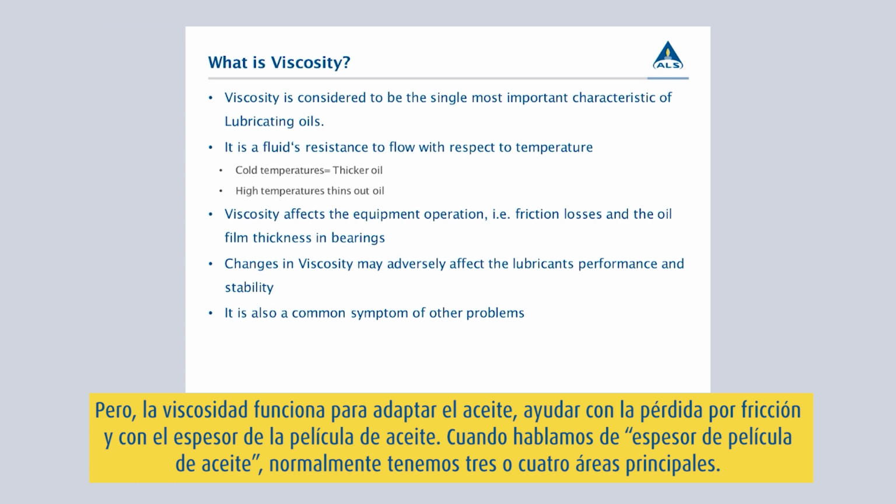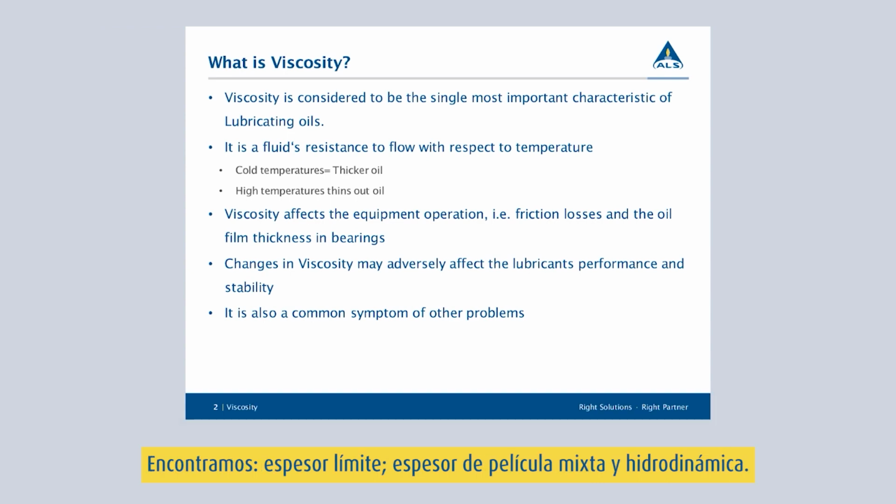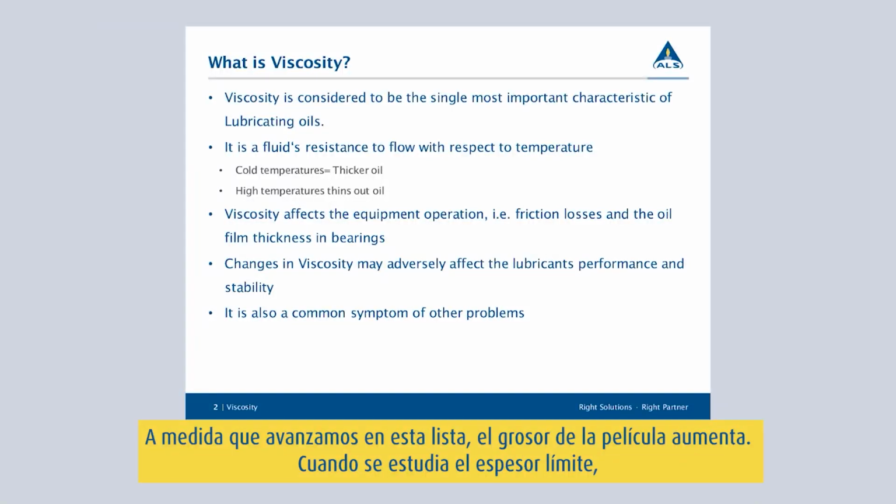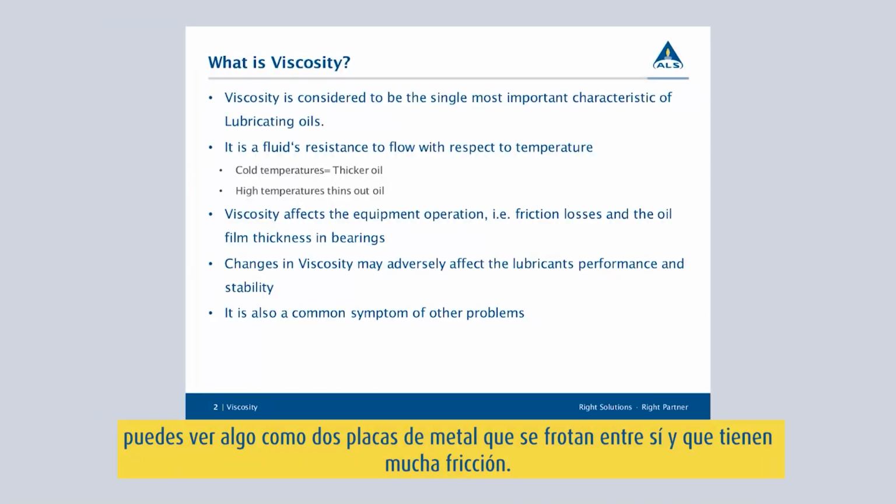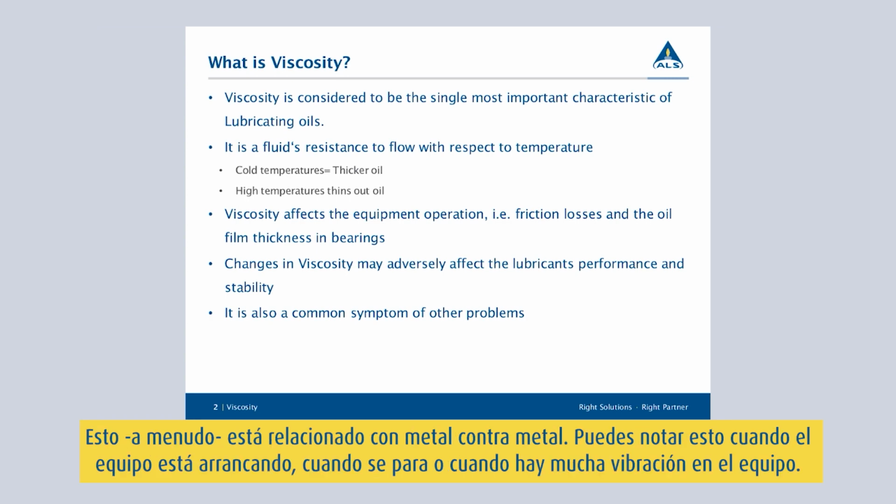But oil is used to help with friction loss and oil film thickness. When we talk about oil film thickness, we typically have 3 to 4 general areas: boundary thickness, mixed thickness, and hydrodynamic. As we work our way down that list, the film thickness increases. Boundary thickness is when you see 2 metal plates rubbing against each other, and you have a lot of friction going on. It's oftentimes associated with metal to metal. You would see that mostly when equipment is starting, when you're having stops, or when you have a lot of shock.